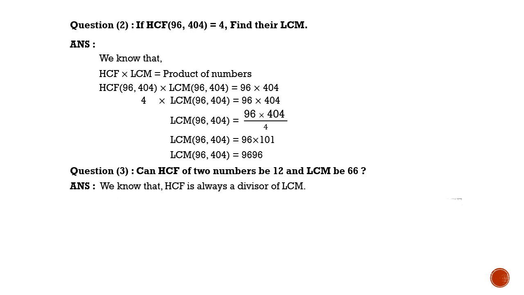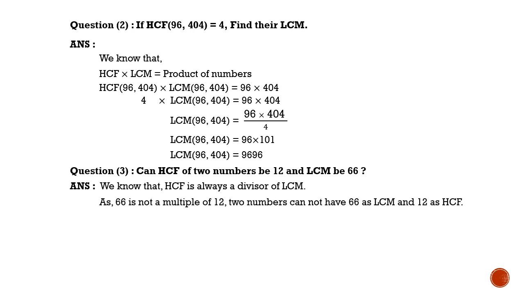Okay, so clearly here we can see that 66 is not a multiple of 12, or 12 is not a divisor of 66. 12 doesn't divide 66. So we can clearly say that two numbers cannot have 66 as LCM and 12 as their HCF. This is the end of the answer.